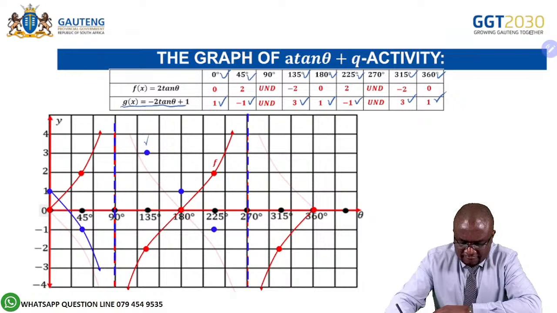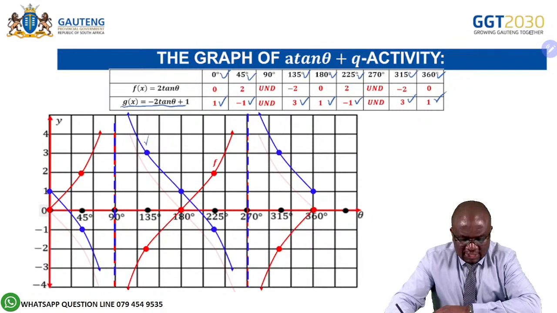Right, and then 315 degrees goes with 3. Oh, before that, we sketch the arm there. I'll give you time to copy, don't worry. Then 315 goes with 3. There it is. Then 360 degrees goes with 1. There it is. We have our graph for h of x there. Let's name it h. Oh, sorry, g. Let's name it g. The graph for g.